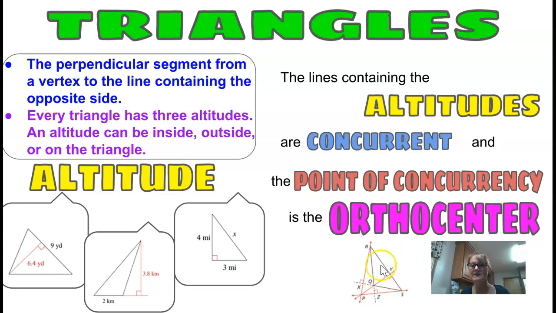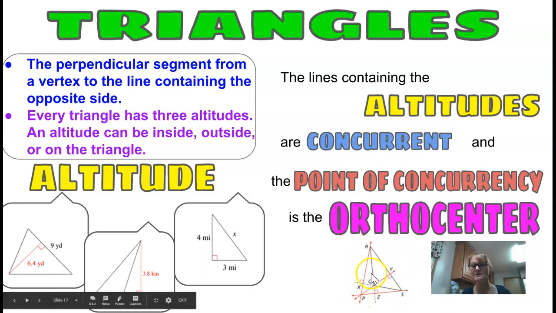So this one is an obtuse triangle, and you'll notice that here's an altitude that is outside, here's an altitude that's outside, and then here's your altitude. And where they all three meet, that point, guys, may not be inside. Again, it could be inside, outside, or on the triangle, just like your three altitudes. So the orthocenter could be in any of the three positions also.